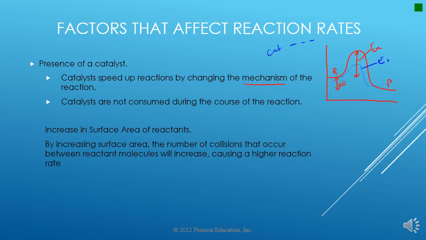All we're doing is simply taking the activation energy and lowering it so more molecules have enough energy to overcome that activation energy. The last thing is increasing the surface area of your reactants. When we talk about the surface area for the reactants, if we increase the surface area, we're going to increase the number of collisions that are occurring between the reactant molecules, and as a result, you'd end up with a higher reaction rate.